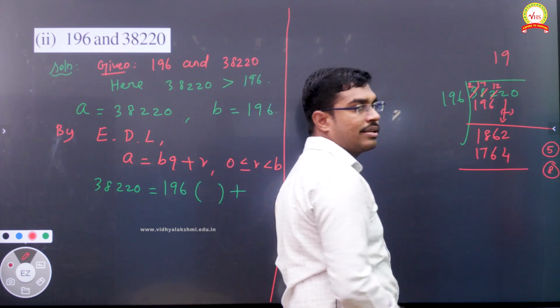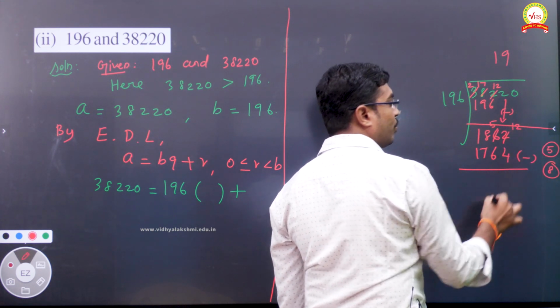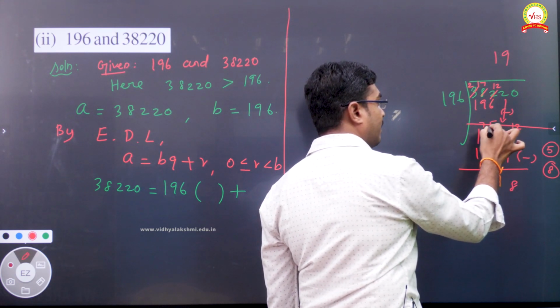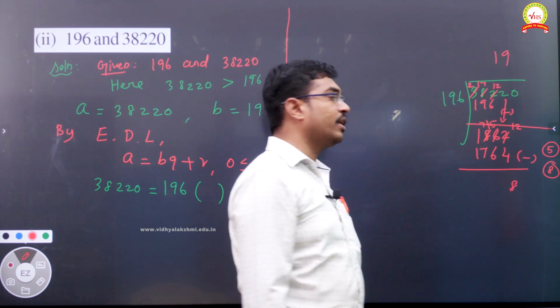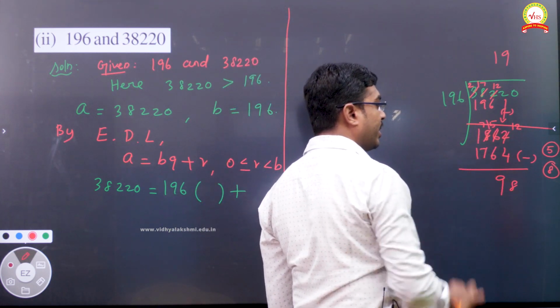So what is the remainder? Subtract it. Here is 5. Here 12. 12 minus 4 is 8. 5 minus 6 not possible. Here 7, 70. Here is 15. 15 minus 6 is 9. 7 minus 7 is 0. 1 minus 1 is 0.